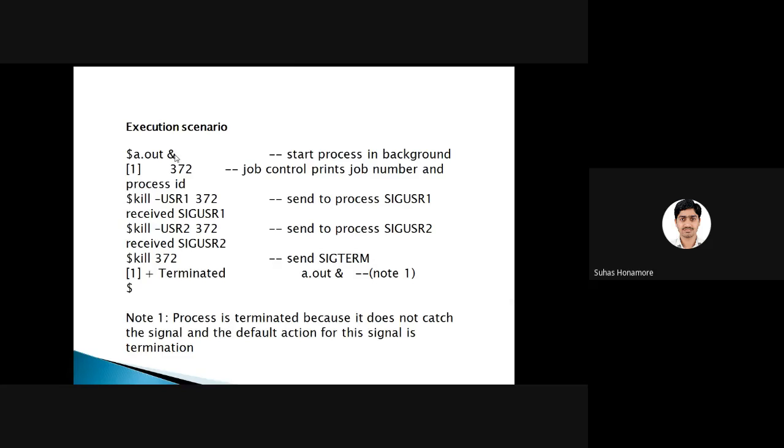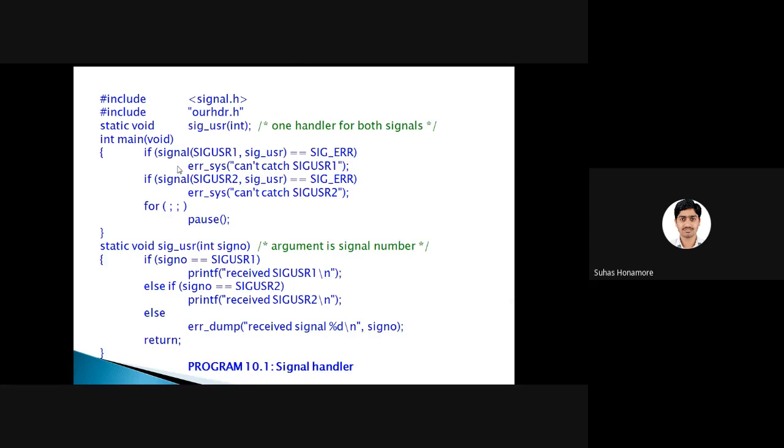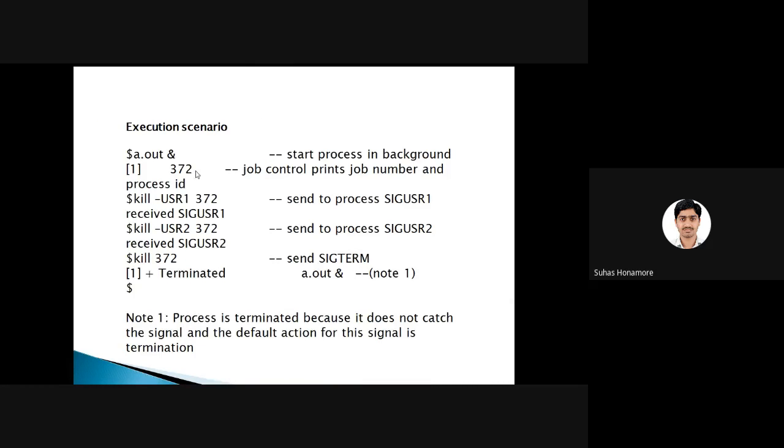Whenever we give the ampersand, immediately the command prompt will give the job control number and the process id. So in this case we got the process id 372. It may differ from system to system. Now this is running in the background, and we just registered these two, then this process is in pause state. It's still running only, always running in the background.